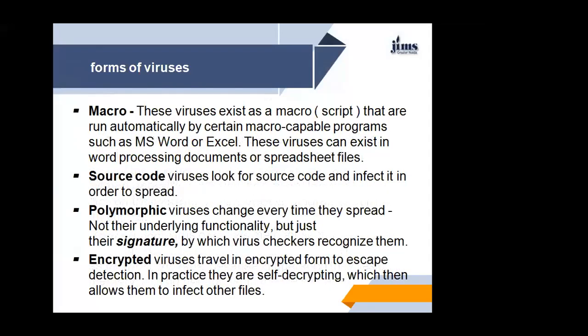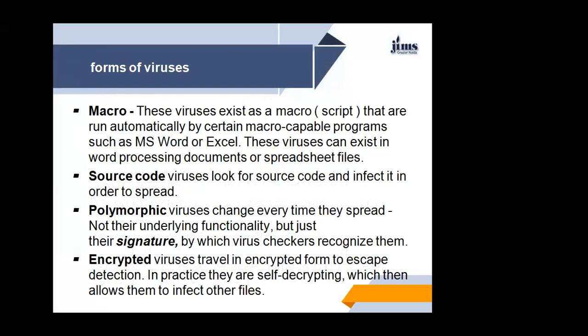Macro viruses exist as a macro, or you can say a script, that is run automatically by certain macro-capable programs such as MS Word or Excel. These viruses can exist in word processing documents or spreadsheet files. Source code viruses look for source code and infect it in order to spread. Polymorphic viruses change every time they spread, not their underlying functionality, but just their signature, by which virus checkers recognize them. Encrypted viruses travel in encrypted form to escape detection.